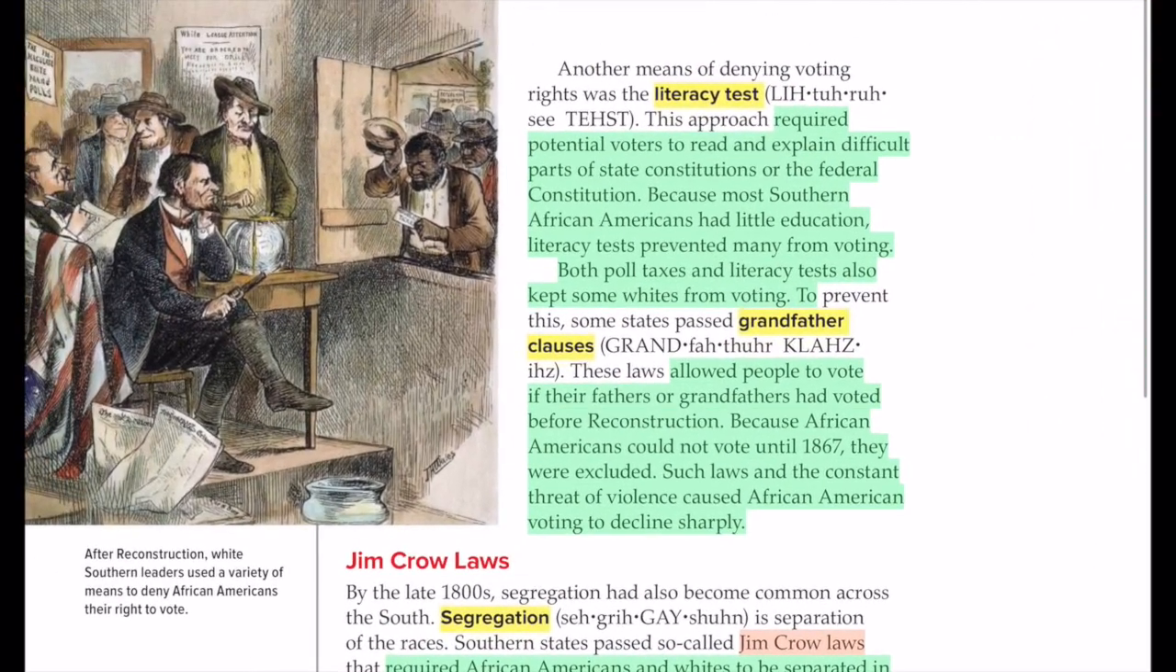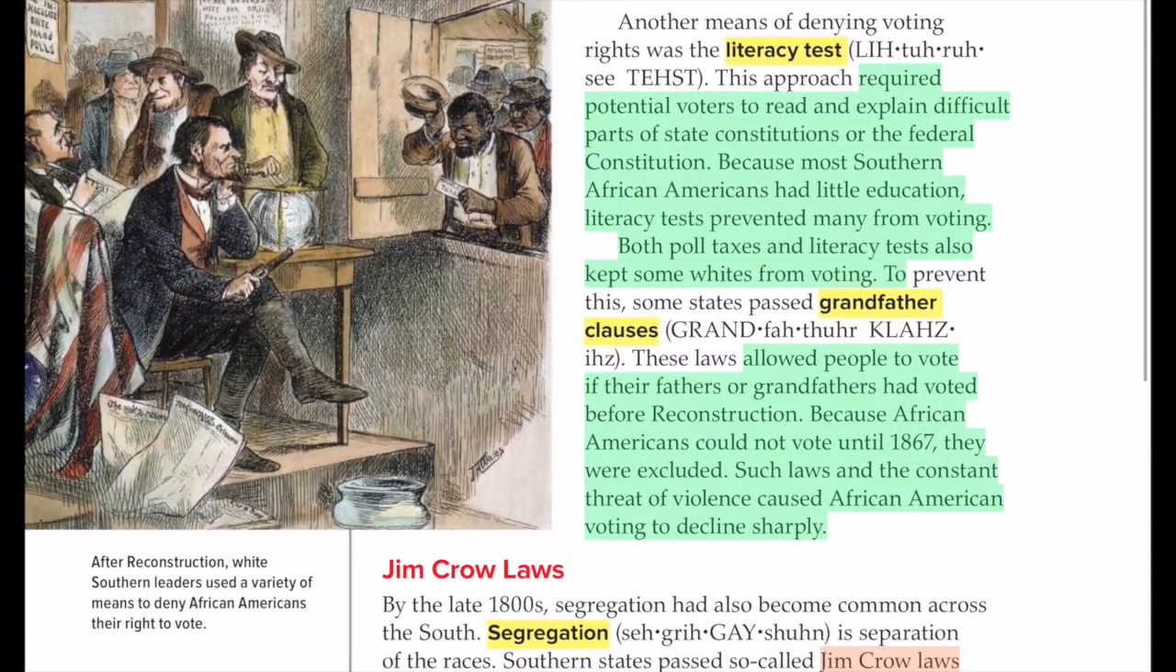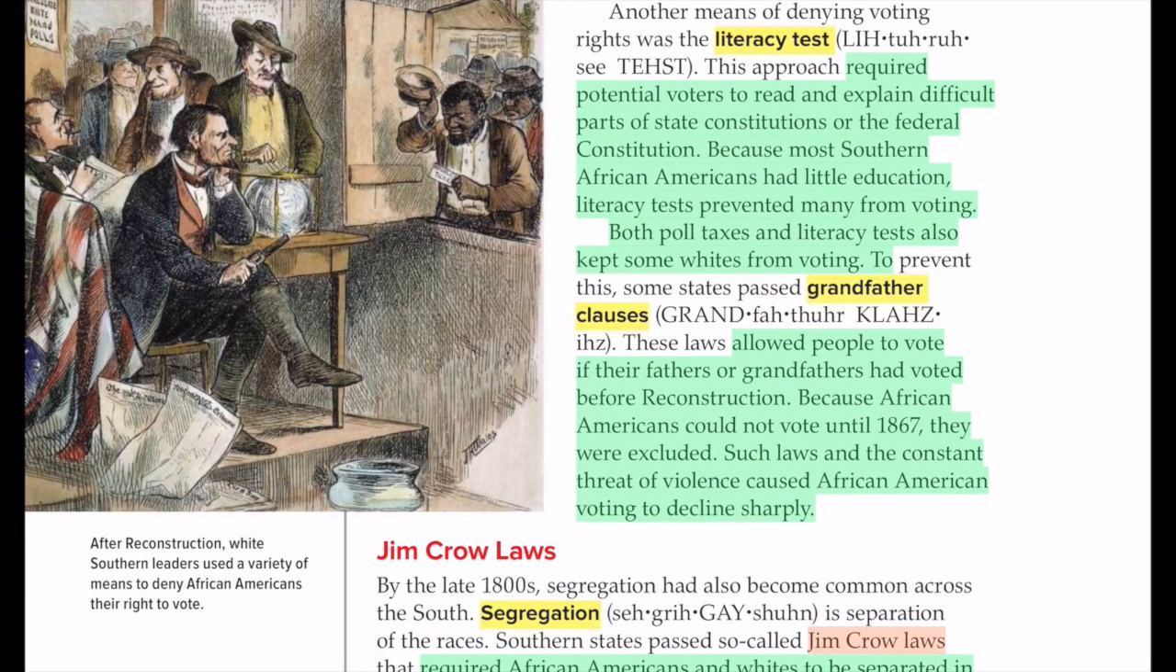Okay, here's another example. Literacy tests. Literacy is the ability to read and write. So they know that African Americans are not very well educated, right? Even though they've started educating, they're not that far along. And so they made it so that you had to read and explain parts of the Constitution, either the state constitution or the federal constitution. So since they're not very educated, they know that African Americans won't be able to pass that.